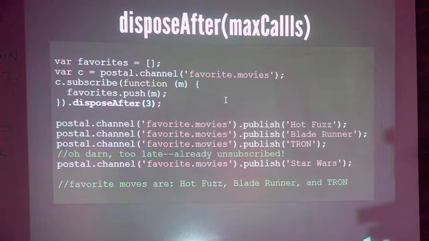So for example, let's say I have a website where we're going to track your favorite movies. I set up a channel. The topic I'm subscribing to is favorite.movies. And I only want your top 3. I don't really care about any more than that. So we publish three movies: Hot Fuzz, Blade Runner, and Tron. Once we post a 4th time, the event handler will no longer be invoked because I've said disposeAfter 3, and the favorites array will only contain the first 3 movies that were published on the bus.